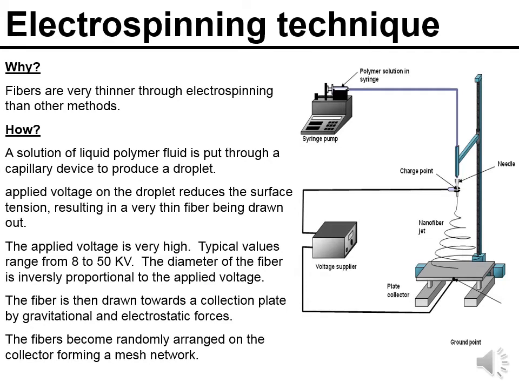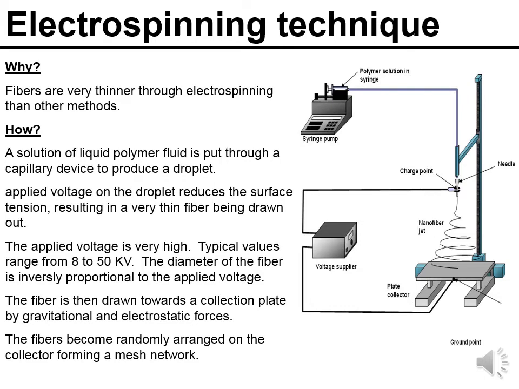Why did I choose to use this technique? The fibers produced by this technique are very thin, and moreover, they have a large surface area. The mechanism is that a liquid polymer solution is put through a capillary device to produce a droplet. Under applied voltage, the surface tension of the droplet is reduced, resulting in a very thin fiber being drawn out.